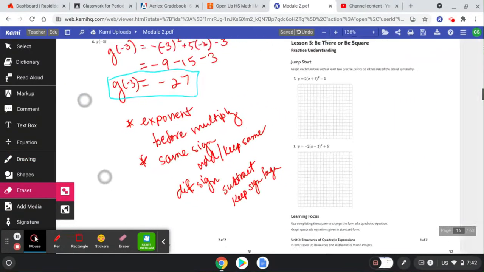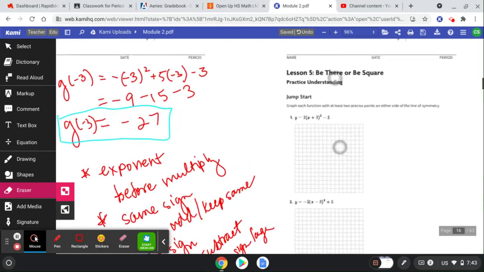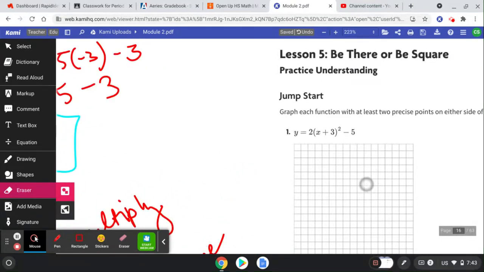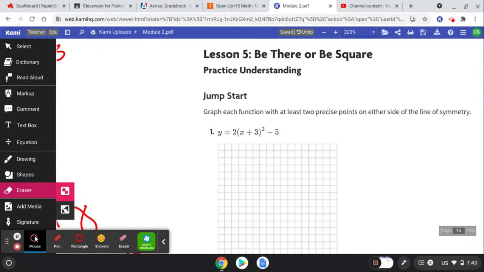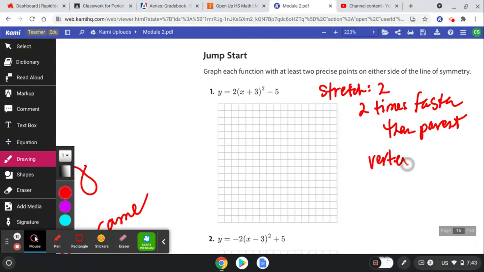Okay. Next, we're on lesson 2.5 on the jump start, and it's having us graph each of these functions. And this right here is an equals. Okay, so pulling out the important information I need. Do you guys see that the stretch is 2? That means it's going up 2 times faster than the parent. My vertex is -3, -5. Did you remember to change the sign?